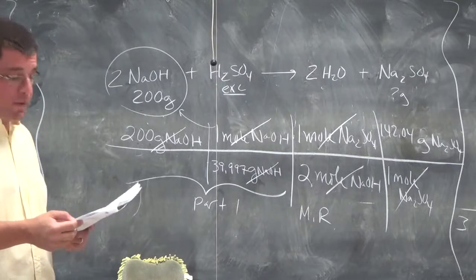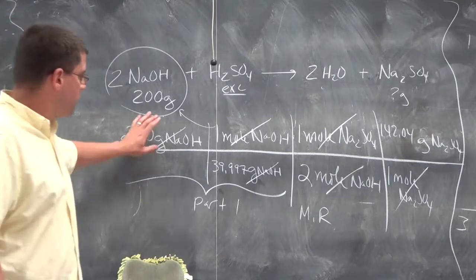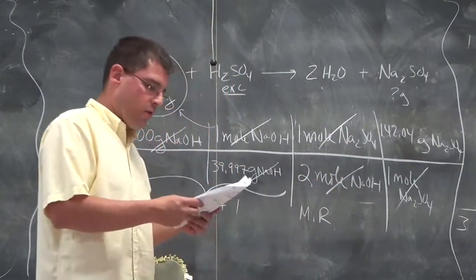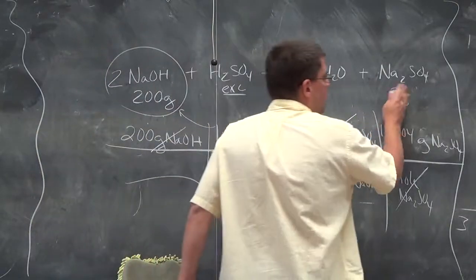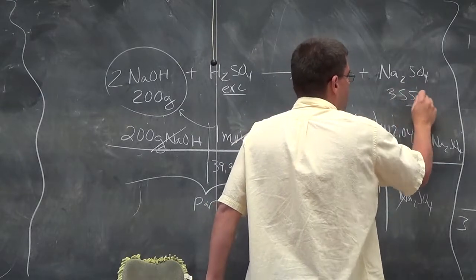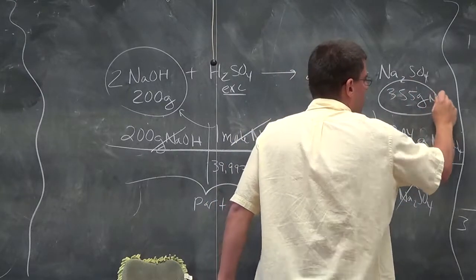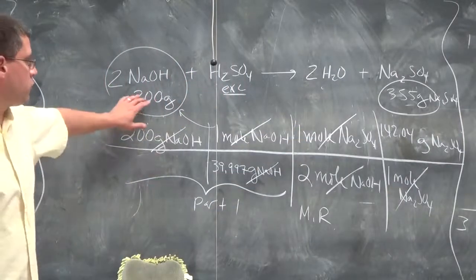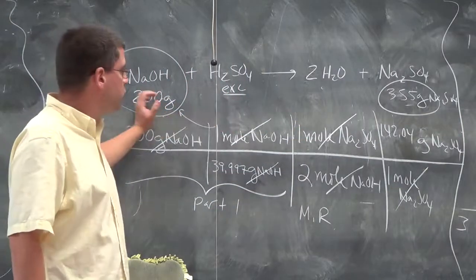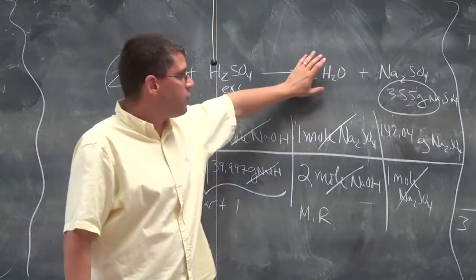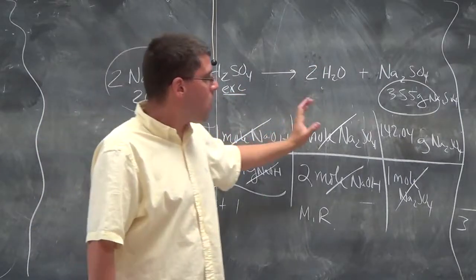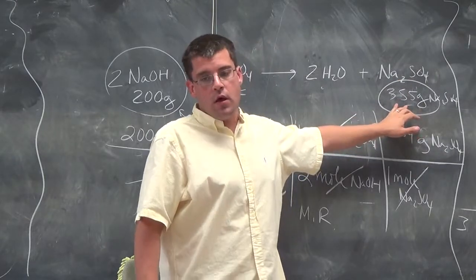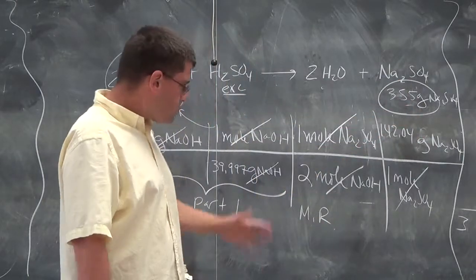And assuming I know how to pop numbers in a calculator, you would take 200 times this, divided by this. Your answer should be approximately 355 grams of sodium sulfate you would find that would have reacted. So if you start with this and you have excess sulfuric acid, when these react, you have a certain amount of water, and you also would wind up with approximately 355 grams of sodium sulfate, okay? That's how you do it.